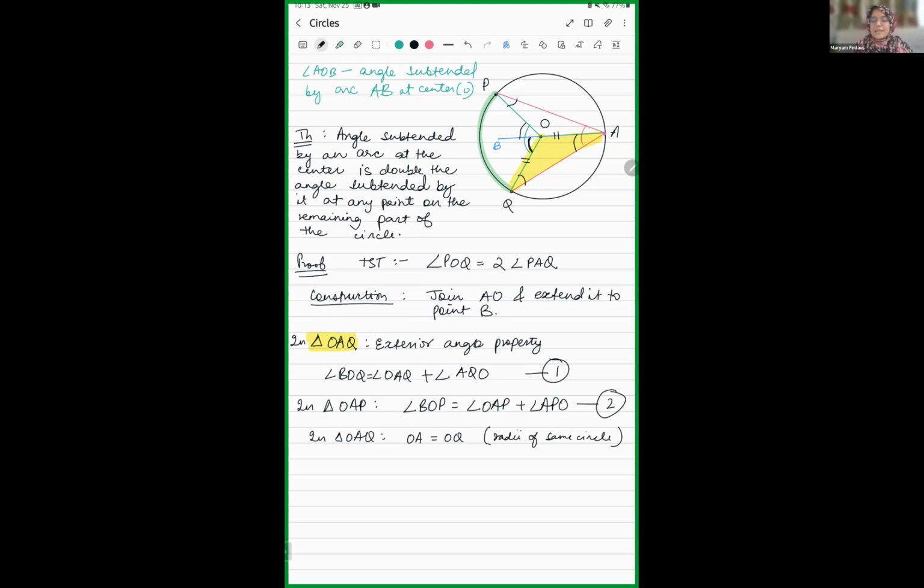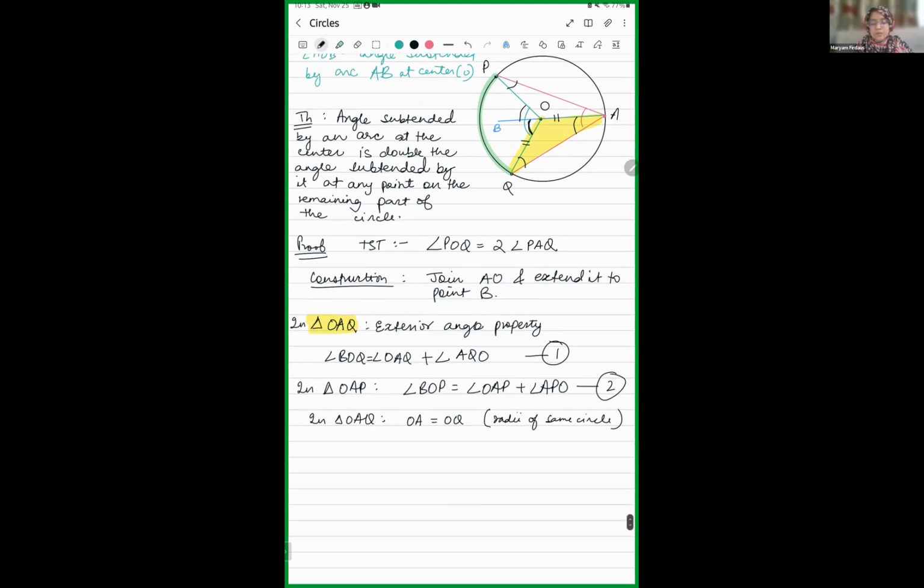So since two sides are equal, it's an isosceles triangle, right? When two sides are equal, it becomes an isosceles triangle. So we know this property of isosceles triangles, that angles opposite to equal sides are equal. So they are both going to be equal angles. If this is angle X, then this is also going to be angle X. So angle AQO is equal to angle OAQ.